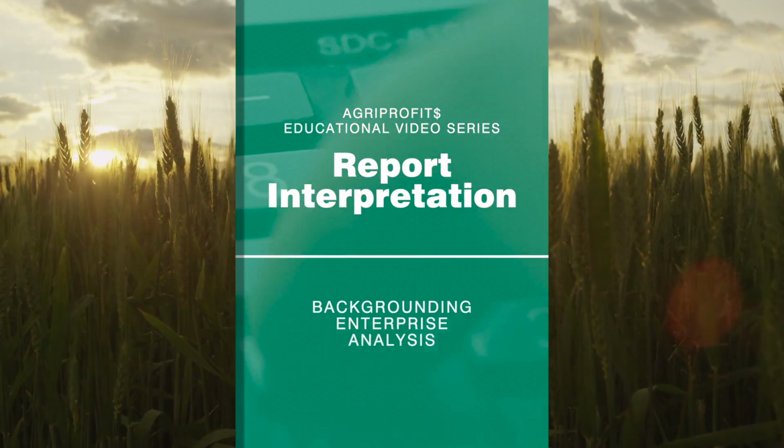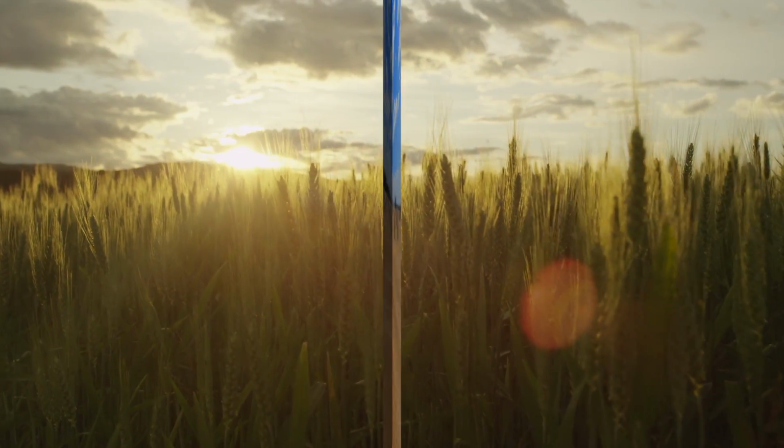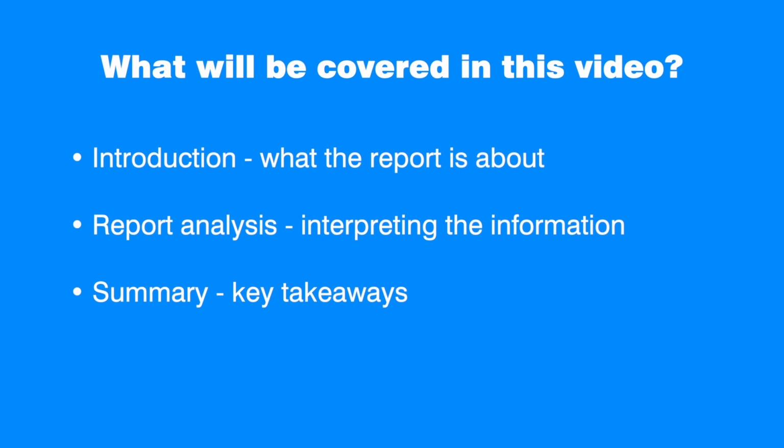This video explains how to read and interpret the AgriProfit's backgrounding enterprise analysis, Drylot and Grasser, using an example of the report. In particular, it explains what is covered by the report, why this is important, and how to interpret the report information. The video concludes with a summary of key takeaways and contacts for any further assistance.